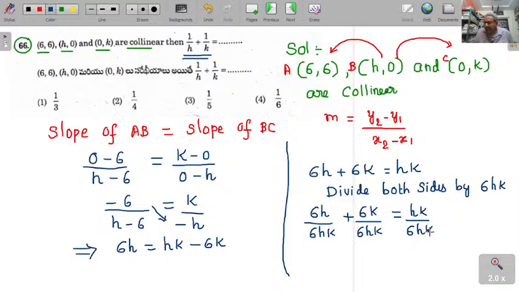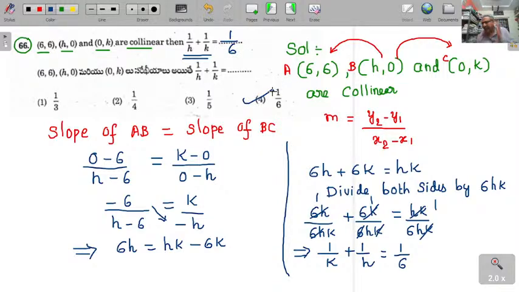Cancel the common terms. The h gets cancelled in the first term, and we have 1 upon k. Plus, 6k cancels, so this is 1 upon h, equal to hk cancelled, we have 1 upon 6. So 1 by k plus 1 by h is equal to 1 by 6, or 1 by h plus 1 by k is also 1 by 6. So the fourth option is the right option. This is your SSC 10th class method.